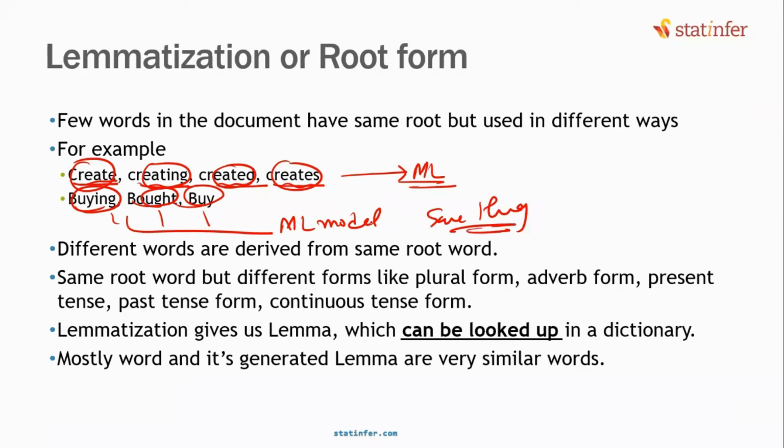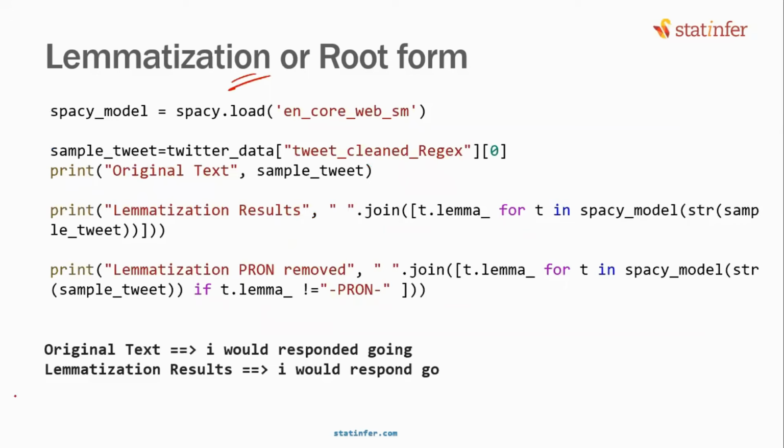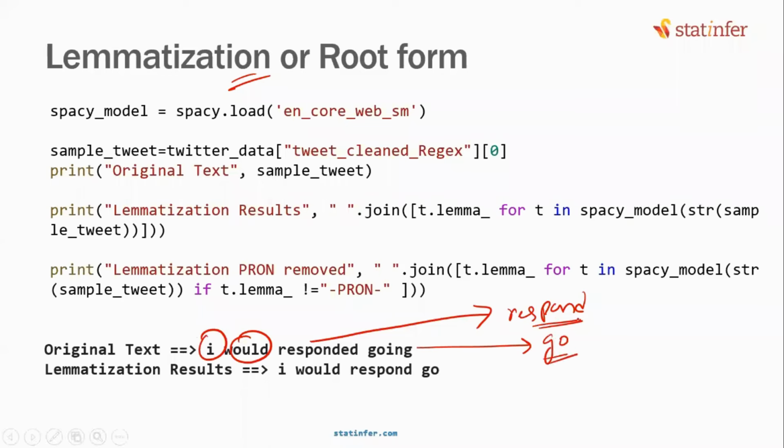So how do you convert all of them into the same word or the root word format? You can use something called lemmatization. Converting every word, different forms into the same word is known as lemmatization. What does this lemmatization do? It simply takes the original text. Let's say I would responded going. This will be taken, and what will be the resultant word? I will be left as it is, would will be left as it is. Responded will be converted to respond, isn't it? Respond is the root word. Going will be converted to go.